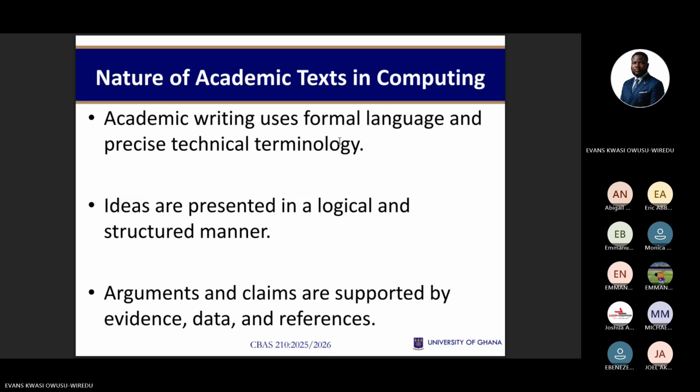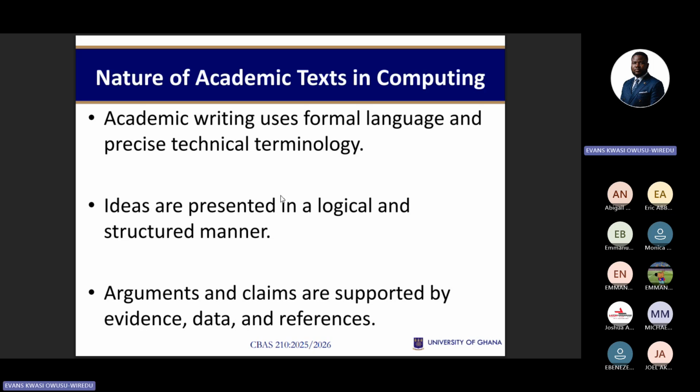Number 1 talks about the abstract. When we say abstract, we are looking at the nature of academic texts, and we are taking it point by point. How should it appear? This is what we are going to talk about. Are you following? If you are following, give me a thumbs up. If you are not, give me a thumbs down.